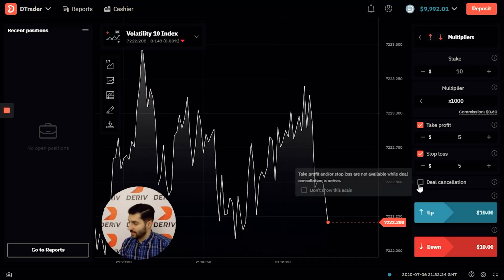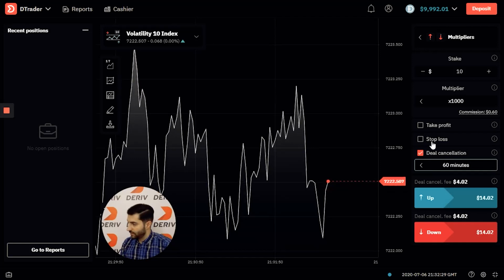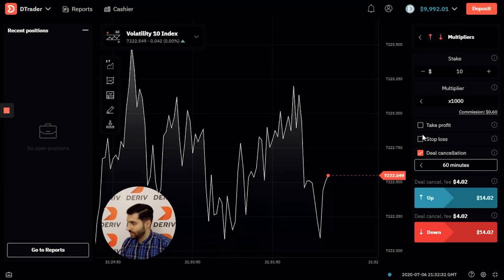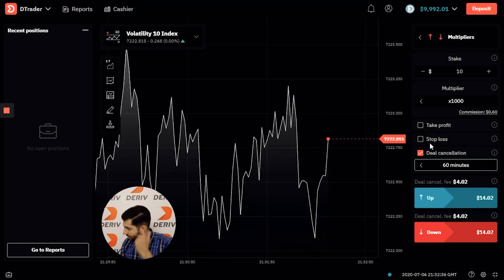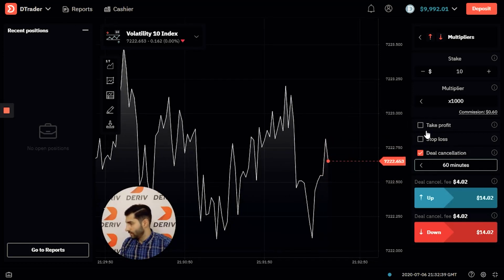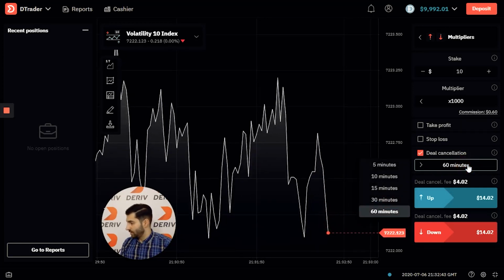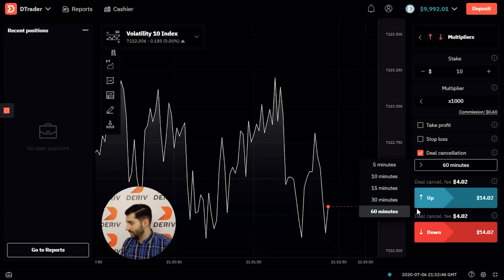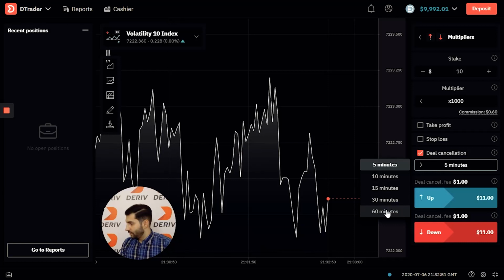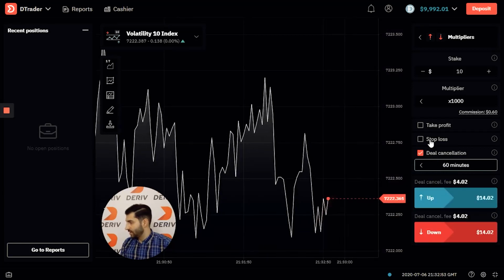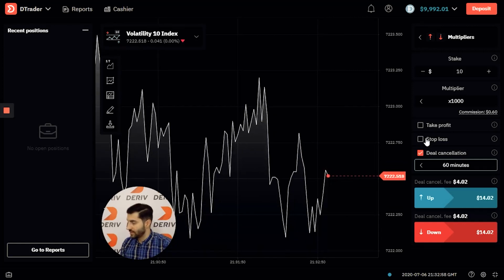The next option here, deal cancellation. You'll notice that when I click on deal cancellation, take profit and stop loss are automatically unchecked. You can only use one of these features at a time, so either deal cancellation or one of these two or both of them together. There's always an associated duration with deal cancellation, ranging from 5 minutes to 60 minutes. So while this duration is on, whether I set it to 5 minutes or 60 minutes, throughout the duration of deal cancellation, I cannot select either of these. But once that expires, I'm able to then check one of these options and set that up again.